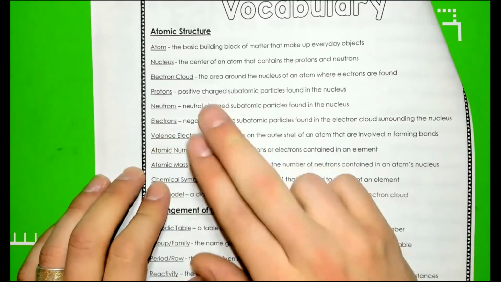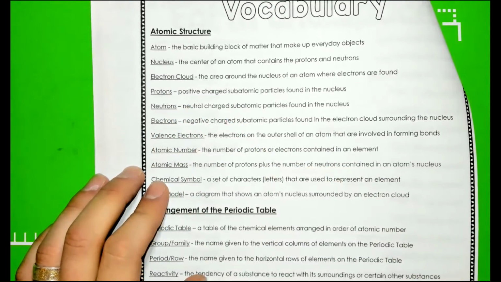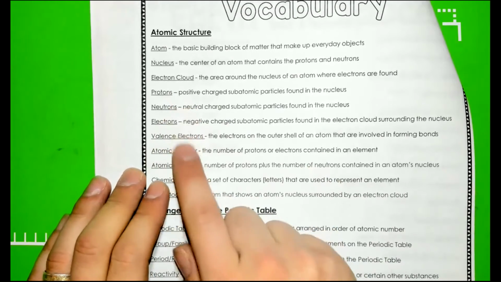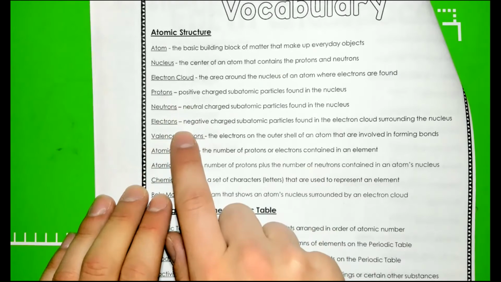Next, we have protons, neutrons, and electrons. We know these are our 3 subatomic particles. This is going to be our positive, our neutral, and our negative. Our positive and neutral live inside the nucleus, and our negative live in the electron cloud.